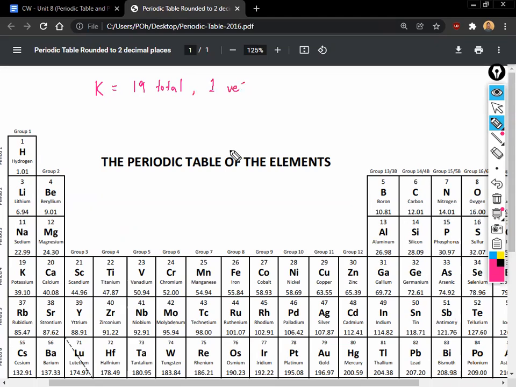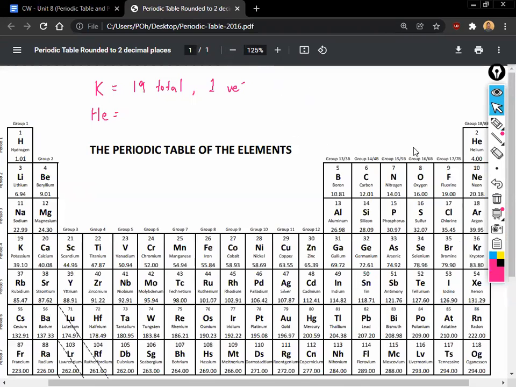Pretty easy, right? Next one is helium. How many total electrons does helium have? 2. Yeah, the atomic number is 2, so it has 2 total. And how many valence? 2. This one's the weird one, right? There are only 2 boxes in the first row, so there are going to be 2 valence electrons. Helium only has 1 shell, and it only has 2 electrons in that shell. That's the total.